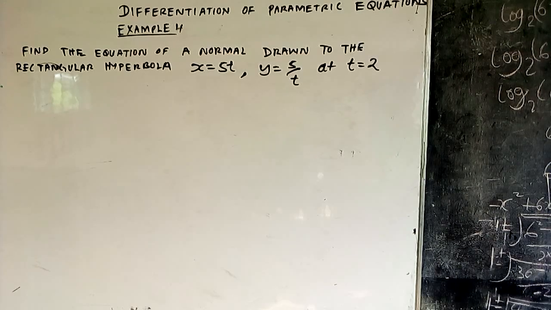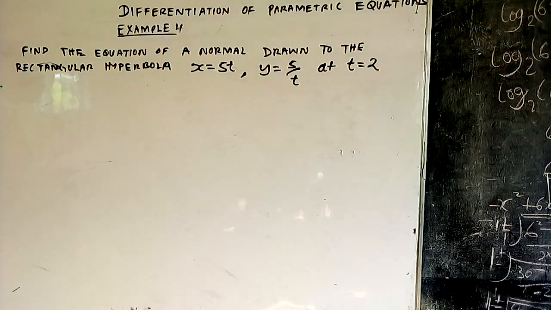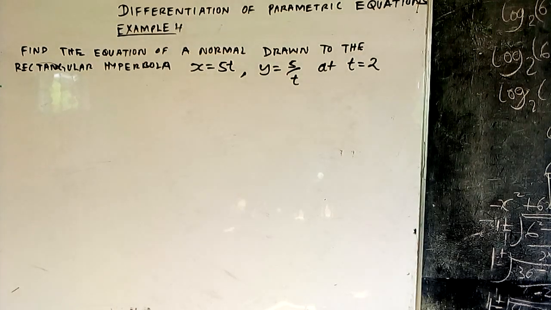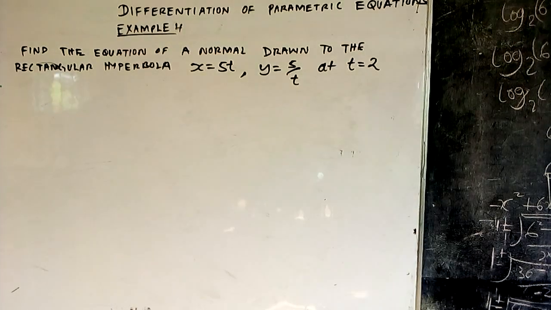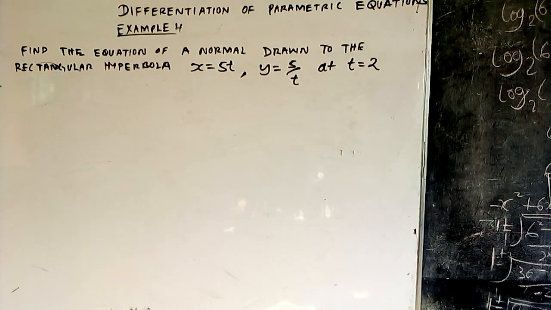So example number 4, differentiation of parametric equations. You'll be told to find the equation of a normal drawn to the rectangular hyperbola x = 5t, y = 5 over t, at t = 2, isn't it? Now, for you to determine the equation of a normal, all you need is the gradient of the normal and the known point, isn't it?